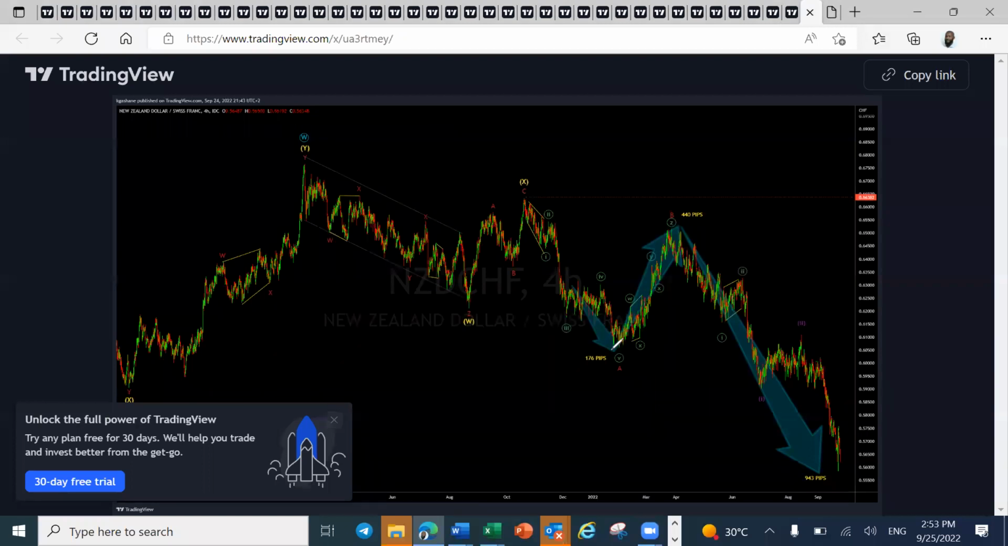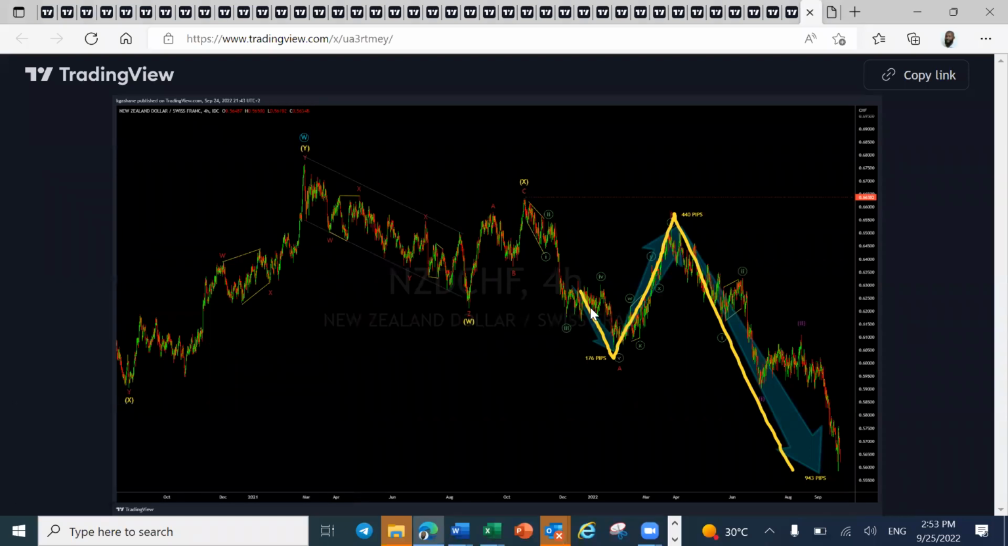So we drop here 176 pips as expected, we push up 440 pips as expected, and then we drop 900 pips. As you can see here, you can add this up. It's 1,400 plus 176, so that's about a 1,600 pip move in this 1, 2, 3 on New Zealand Chief.